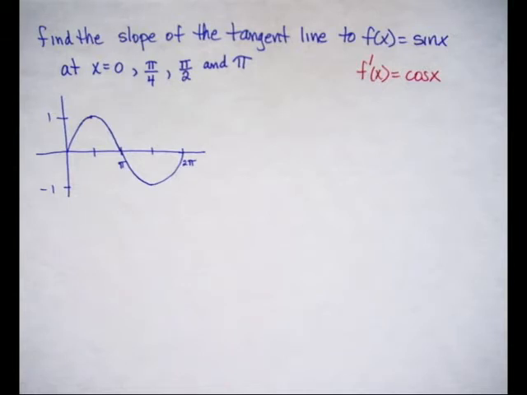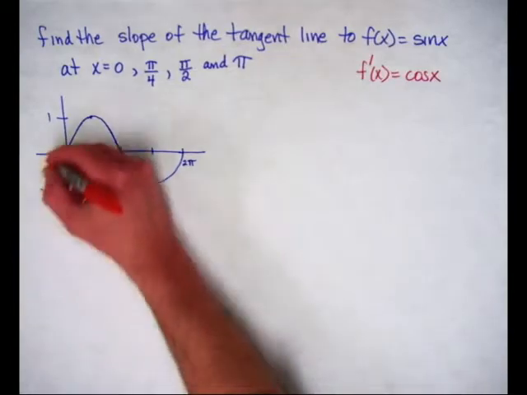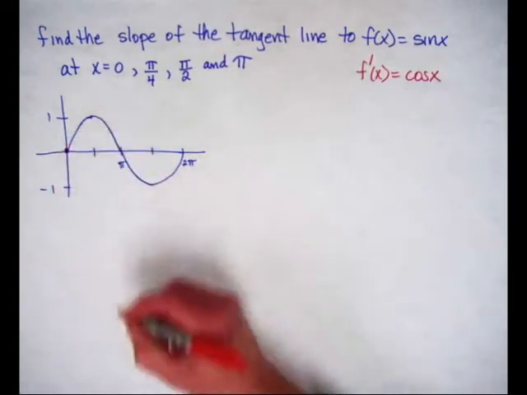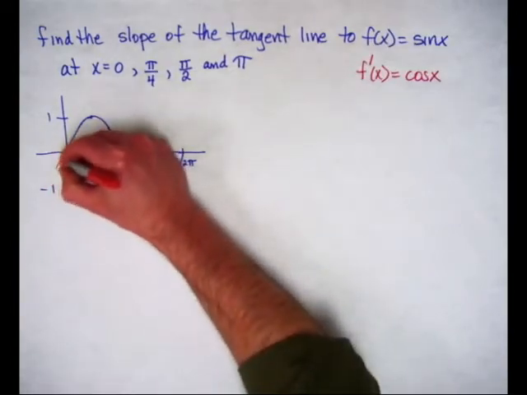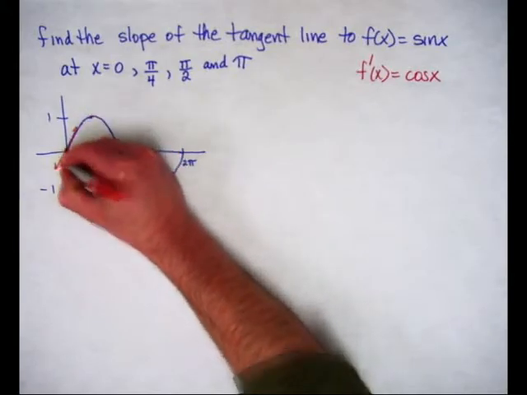So we know the derivative is cos x. So let's look at our first value. The question says, find the slope of the tangent at x equals 0. Well, x equals 0 would be this point right here at the origin. The tangent would be the line that just touches the graph like that.